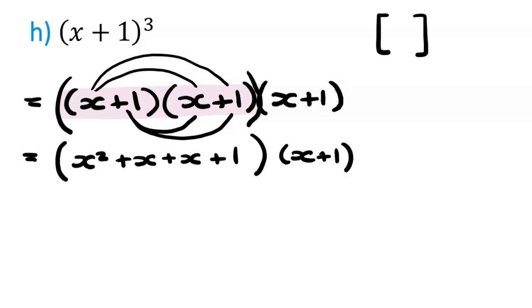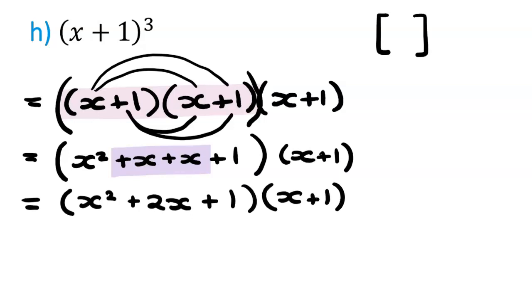Just like before, we're going to simplify what we've got here. So looking inside of this first bracket, we've got an x squared that doesn't have any like term friends. We've got plus x here. So let's put them together to get plus 2x. And then we've got a plus 1.